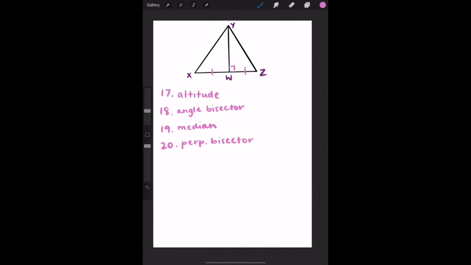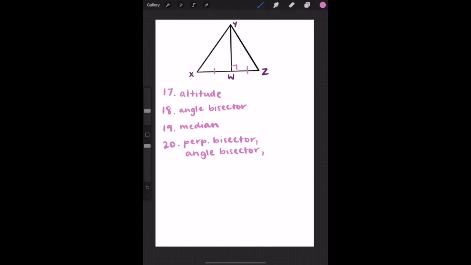Sorry, I wrote them in a different order than what I'm saying. It's a perpendicular bisector because it hits at a perpendicular angle and cuts the side in half. It is also an angle bisector by one of the angle bisector theorems. And it is also a median because it cuts the side in half and comes from a vertex. So it's all of them.